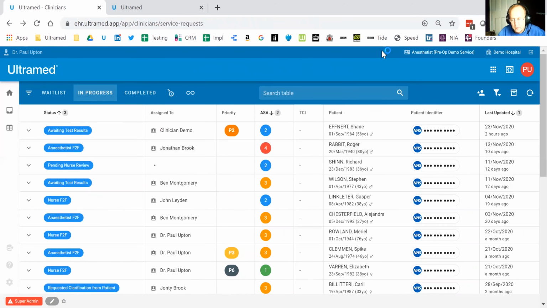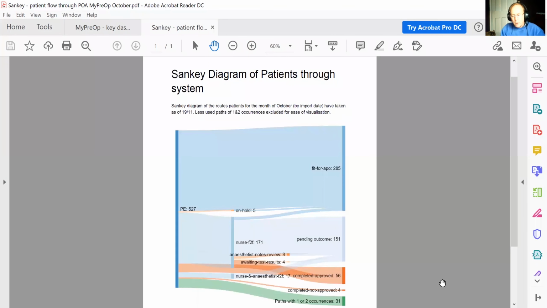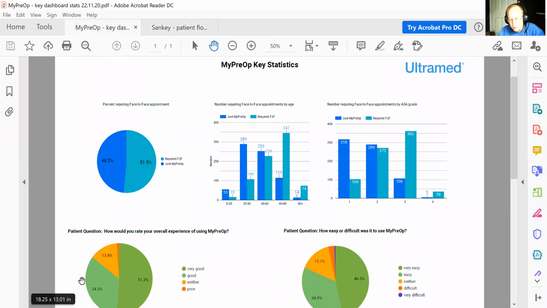I'm just going to share a different screen with you now, and what we're going to look at here is an interesting diagram showing the way that patients are actually flowing through the system. So here you can see that there are patients starting on this side of it. These are flowing through fit for operation without needing a further assessment. And if we look at the key statistics produced by the system, we're seeing in this particular hospital 48.5% of patients moving through without needing a face-to-face appointment.